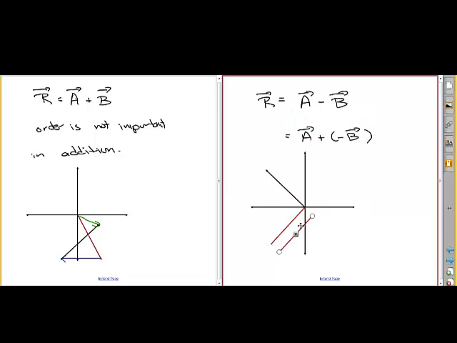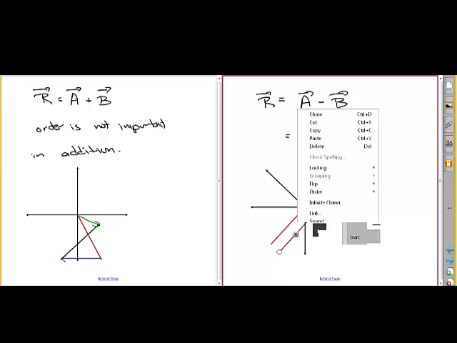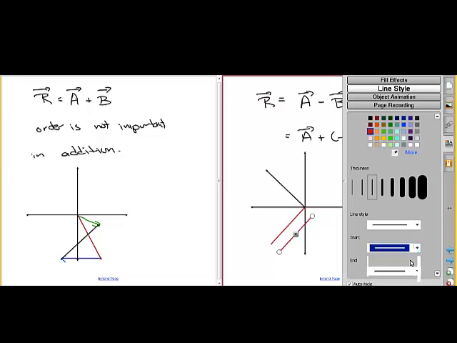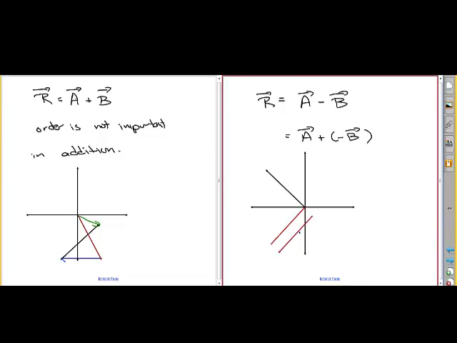Let's clone this thing. Okay, and let's make that so it's the other way around, the way we started. Okay, so I'll move that. So that's vector A. So let's write that down. Vector A. This is vector B. This is negative vector B. So it's vector B going in the opposite direction.